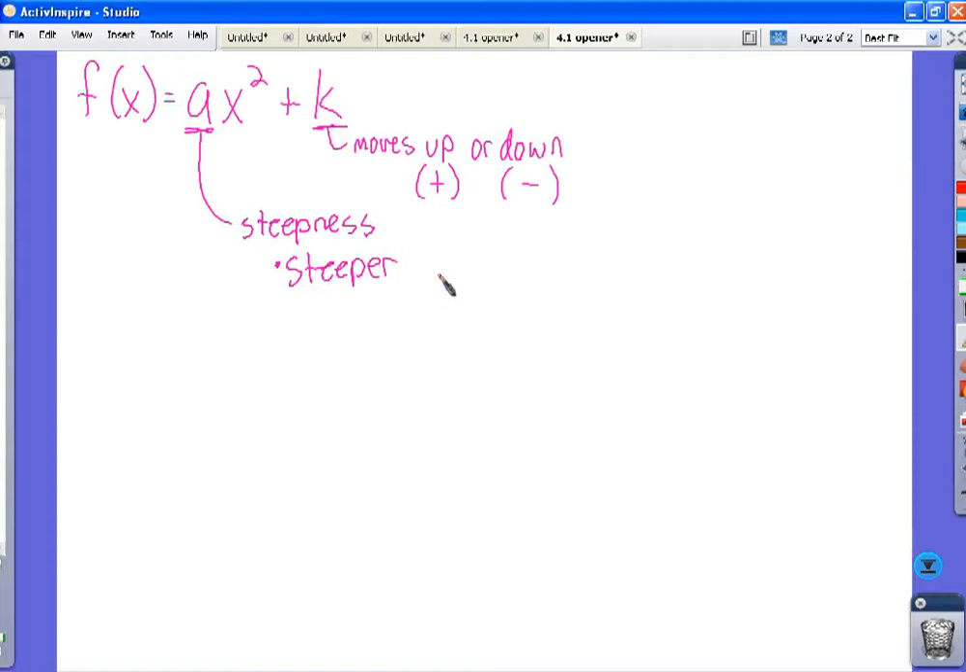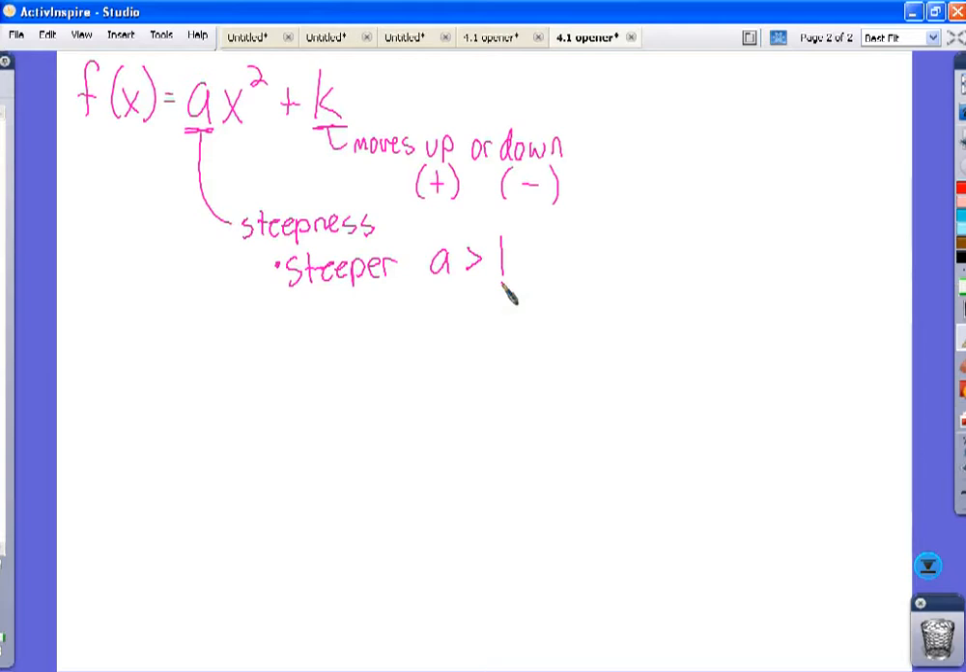How can it make it steeper? How about throw out some examples of numbers that would make it steeper? 2, 4, 6, 12. If it's bigger than 1. Bigger than 1. I like bigger than 1. If A is bigger than 1, say 1.05, does that make it bigger? A little bit steeper, yeah.